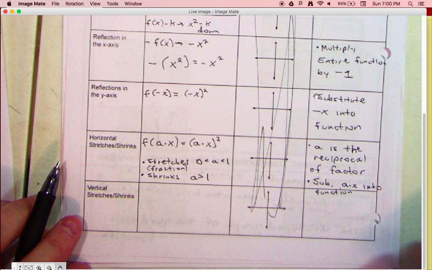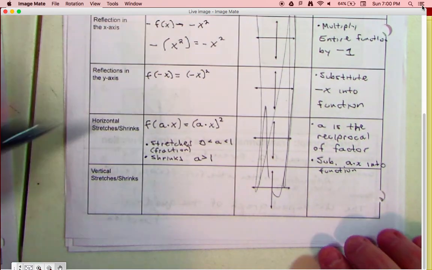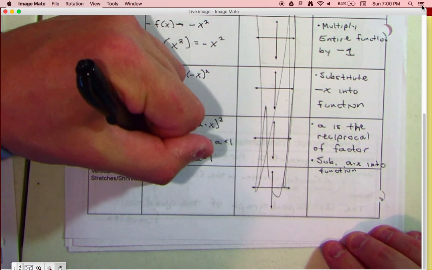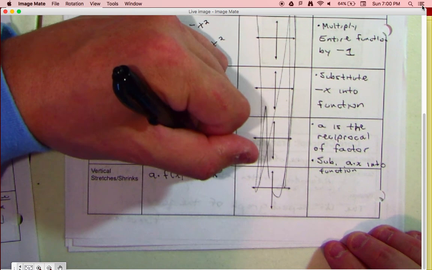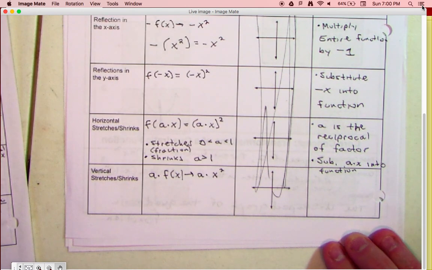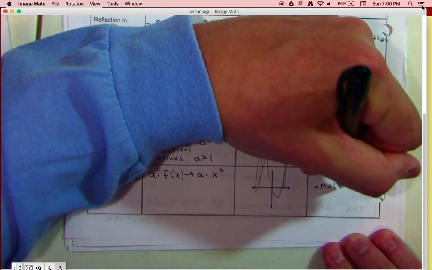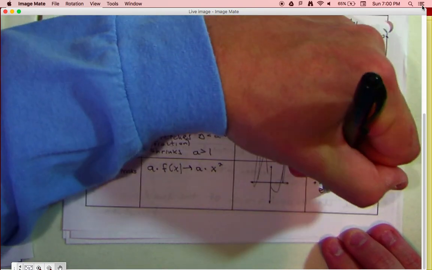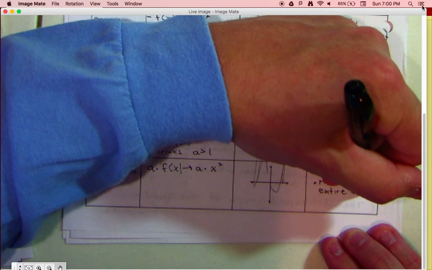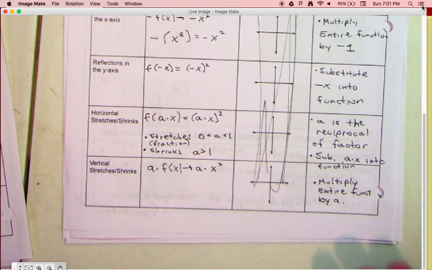All right, and lastly, we've got vertical stretches or shrinks. We have a times f of x. So as we apply it to quadratics, we get a times x squared. And we're going to multiply the entire function by a. Okay? Alright, so I have this chart ready.